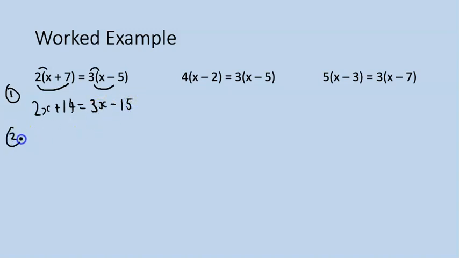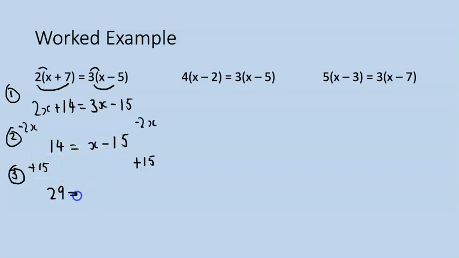Step 2, I then take away the smaller x. 2x take away 2x is 0, so I'm left with just 14. 3x take away 2x is just x. Minus 15 is still here. Step 3, add on the other number. So we're adding 15. Why? We want x by itself. 14 plus 15 is 29. So I'm left with just x. So x is 29.